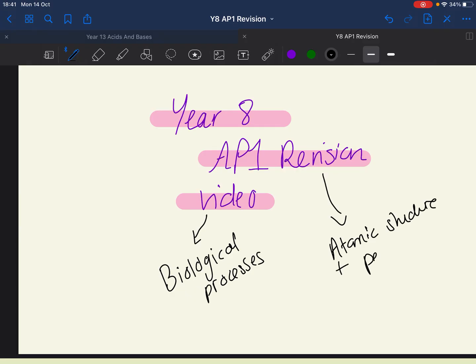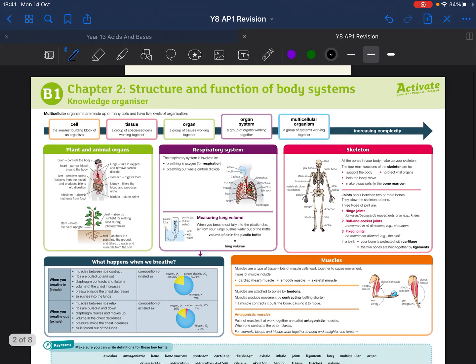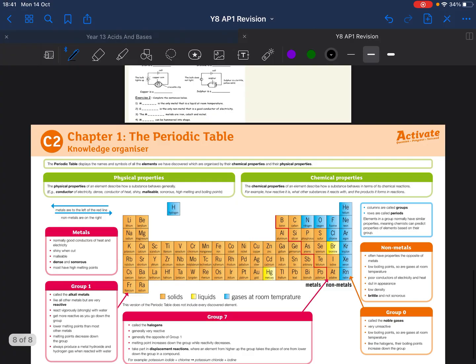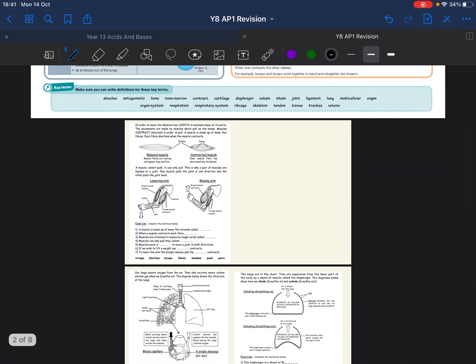For this video, you need to have your knowledge organizer ready because it's going to link to your knowledge organizer. So you've got two knowledge organizers. This is the biology one here, and this is the chemistry one here. This is also on EduLink.